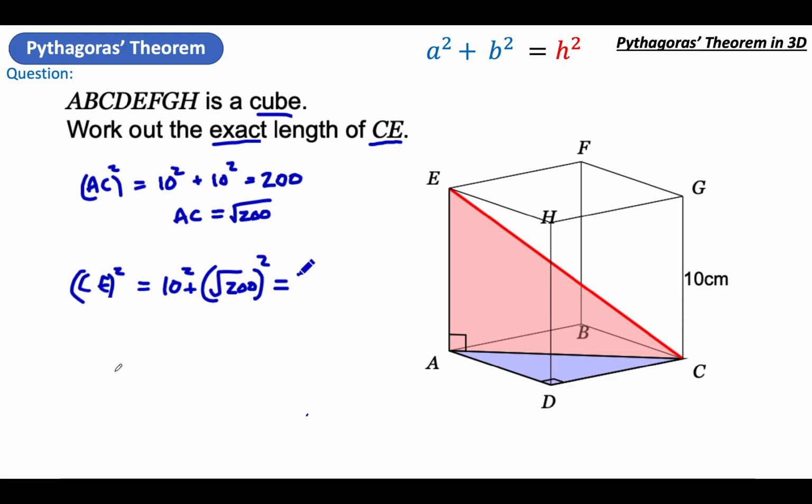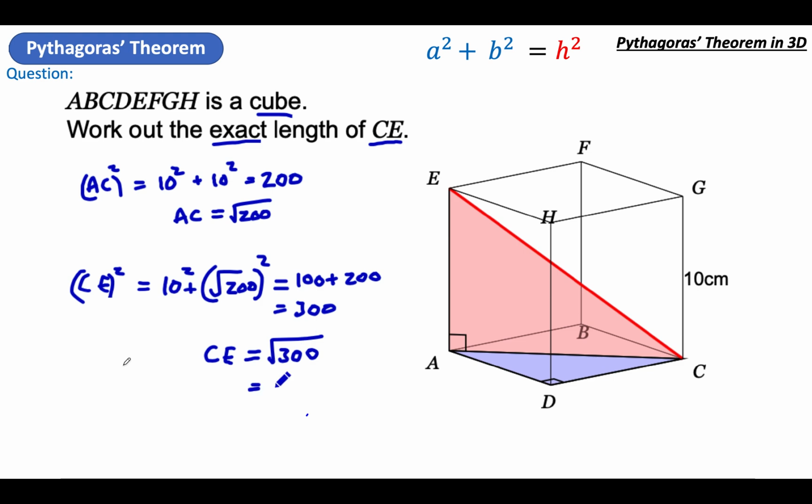Now that's 100 plus 200. Look, because this is root 200, if you square it and square root it, you just get 200. Check it on a calculator if you don't believe me. But that is 300. Okay, now that's CE squared, the long side squared. But I want CE itself, so I have to square root. Square, square, add, square root. And that's root 300. Okay, now at this point, I think we could simplify it.